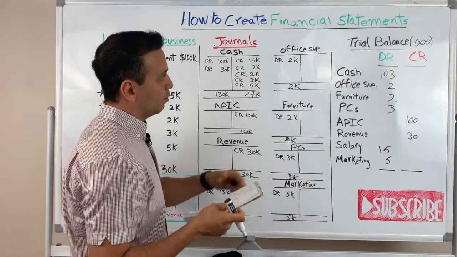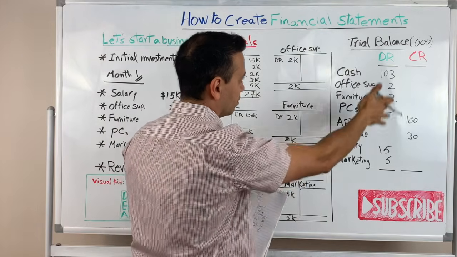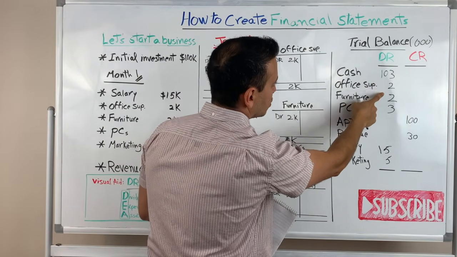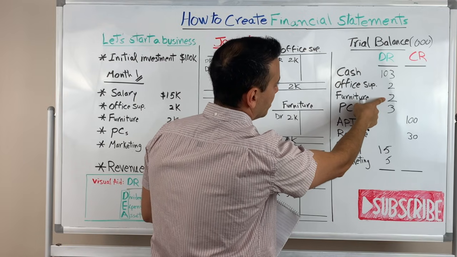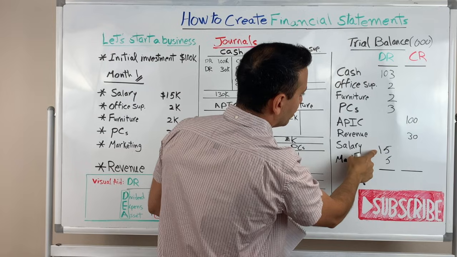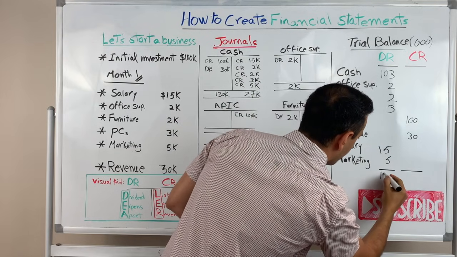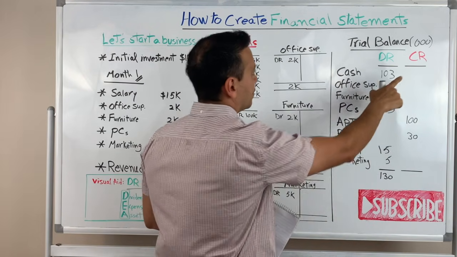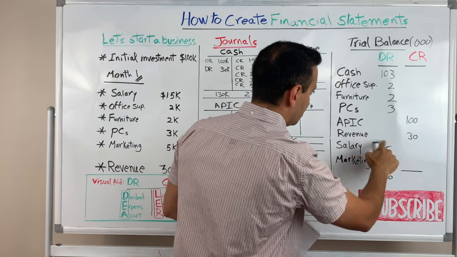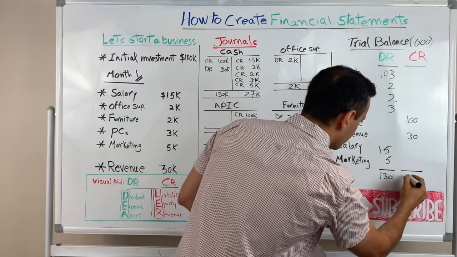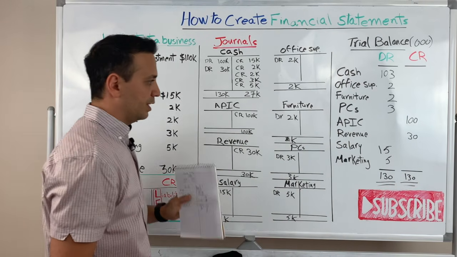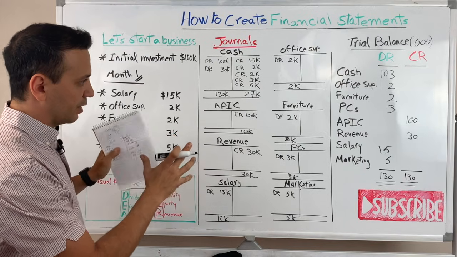Now, to check whether both sides of debits and credits will balance, you just add them up. So on the debit side, we have 103 plus 2, that's 105, plus 7, plus 2 is 107, 110, 125, plus 5 is 130. And on the credit side, we have additional paid-in capital 100, plus revenue 30, that's 100 plus 30 is 130. So that tells you right there that your entries here were correct in terms of debit and credit.